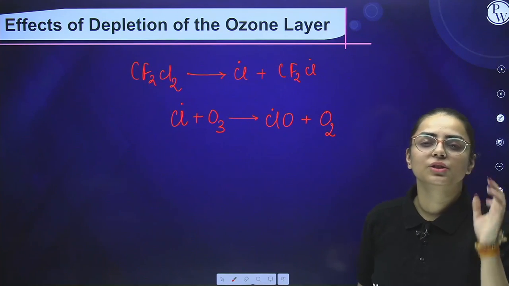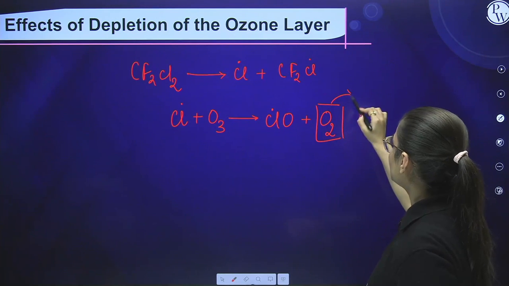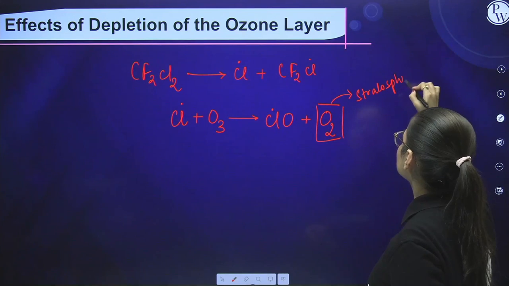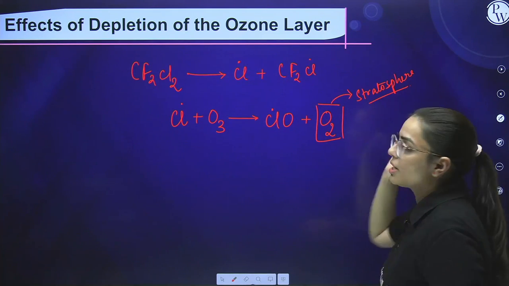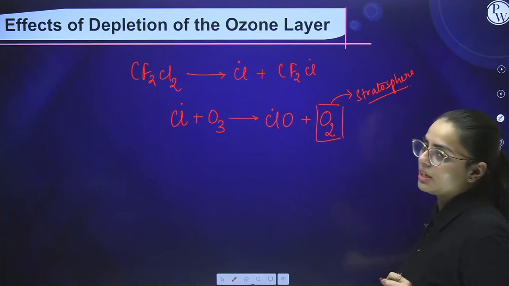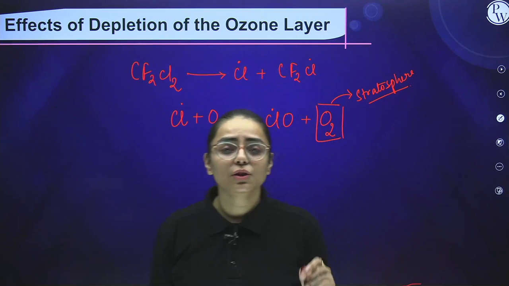Now what happens over here? Here you know that this O2 is produced in the stratosphere, and when it is being produced in the stratosphere, it is really, really bad because it will consume O3. So this is harmful. This is the thing that we don't require.